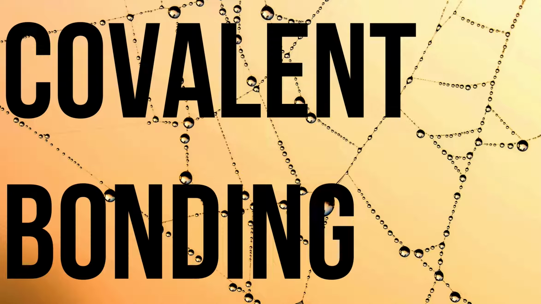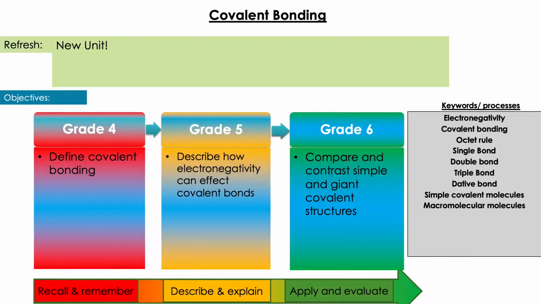In this video, we're going to be starting Unit 4/14 of the IB specification, that's structure and bonding, and we're going to start it off with looking at covalent bonding. So what we're going to do is define covalent bonding, look at how electronegativity can affect covalent bonds, and then contrast simple and giant covalent structures.